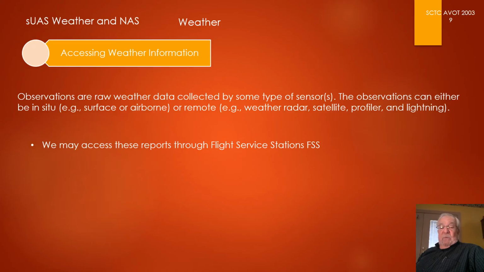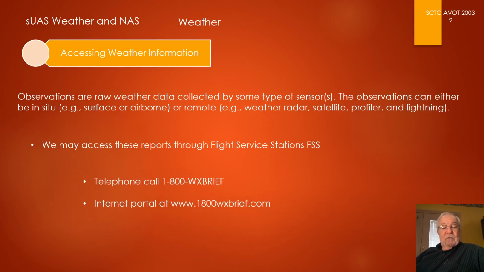We can also access the report through a flight service station, of course. That is probably the easier one, because most drone pilots don't carry around a transceiver to listen to that. Besides that, we're on the ground, so it's difficult to hear if we're not very close, because it's line of sight, etc. So we call the flight service station, or we go to the internet portal at www.1-800-WXBRIEF.com, and we find these same reports there.